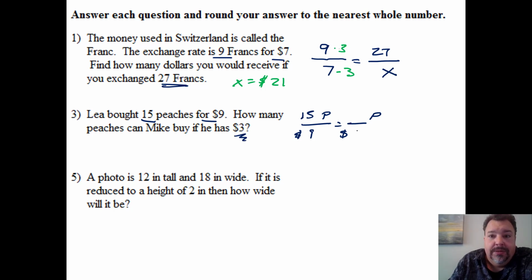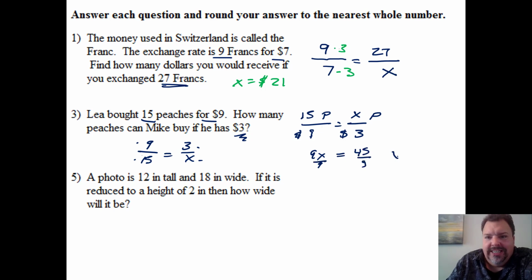Since he has $3, we're going to put that on the bottom, and then we'd have x on top. So this is one way you can set up. You could also say 9 over 15 equals 3 over x. So now we're comparing dollars to peaches, dollars to peaches. So either way, you should get the same answer. So if we cross multiply here, we get 9x. 15 times 3, that's 45. Divide by 9, and we're going to get x equals 5. So 5 peaches. Again, make sure your answer is making sense.